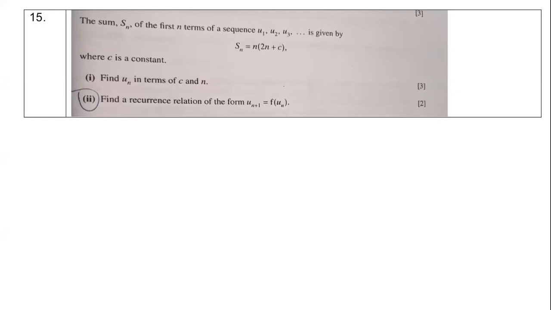The sum Sn of the first n terms of a sequence U1, U2, U3 is given by the following. So let's just copy it down. Sn equals n multiplied by 2n plus c. So c is a constant. Part 1 asks you to find un in terms of c and n.